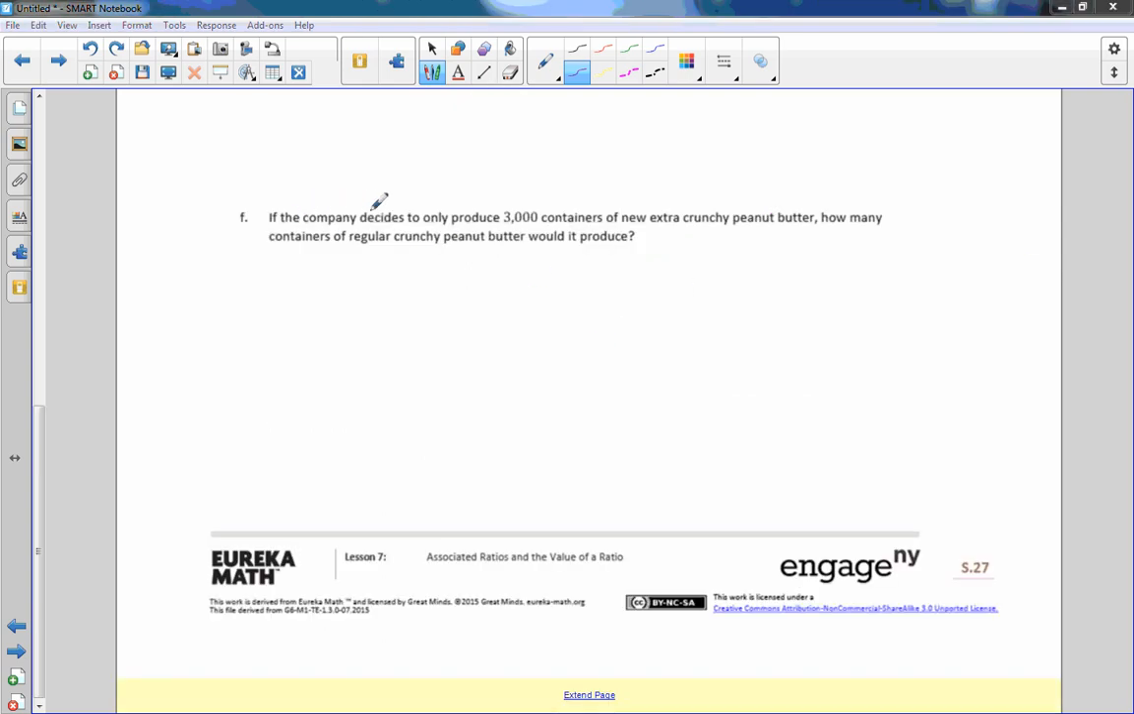Okay, F. If the company decides to only produce 3,000 containers of new, so here we are, new extra crunchy, and we know the new is 5 to the total 9, and they're making 3,000 containers, how many containers of regular would they produce? So this is the same type of problem. We have to figure out what to multiply 5 by to get 3,000, and 5 will go into 30 6 times with those 2 other zeros remaining. So 5 times 600 is 3,000. And 9 times 600 is 5,400.